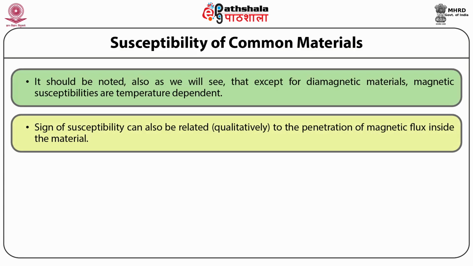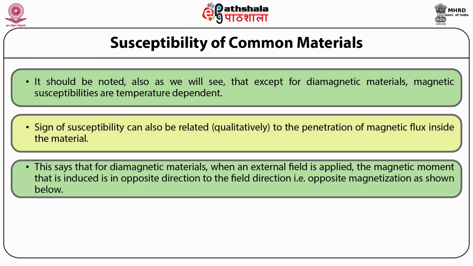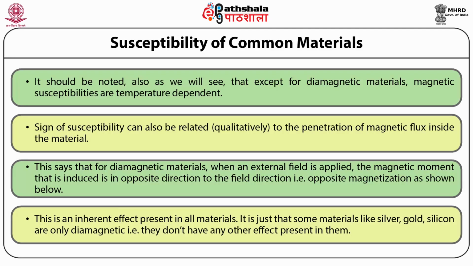Signs of susceptibility can also be related to the penetration of magnetic flux inside the material. This says that for diamagnetic materials, when an external field is applied, the magnetic moment that is induced is in opposite direction to the field direction. That is, it shows the opposite magnetization. This is an inherent effect which is present in all the materials.